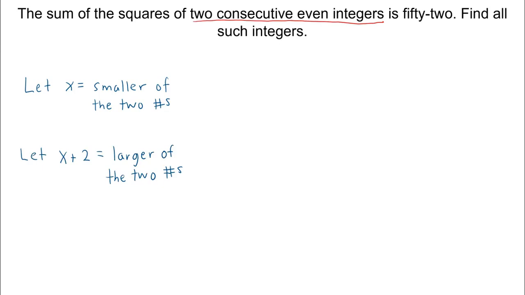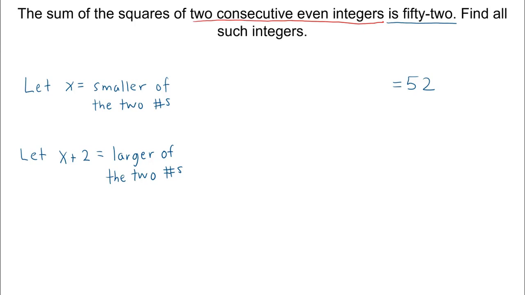Now, as I read this problem, the next thing that jumps out at me are the words "is 52." So something is 52, which means something is equal to 52. So I'm just going to go ahead and write equals 52 because I know I'm going to have an equation that I need to solve that's going to contain an x and an x plus 2. And whatever I do to those x's and those x plus 2's is going to equal 52.